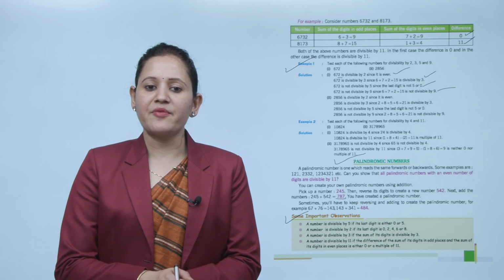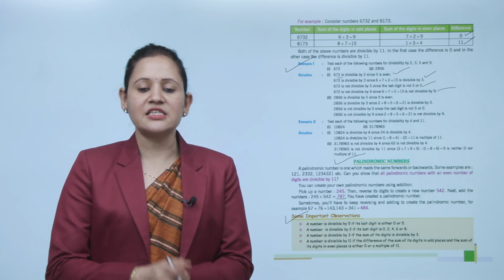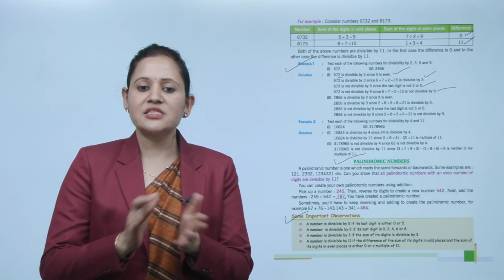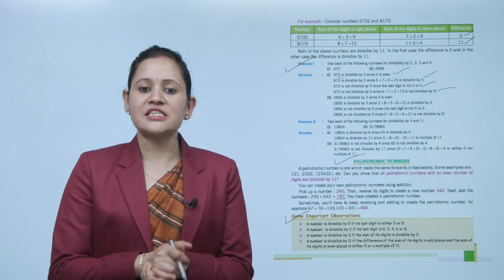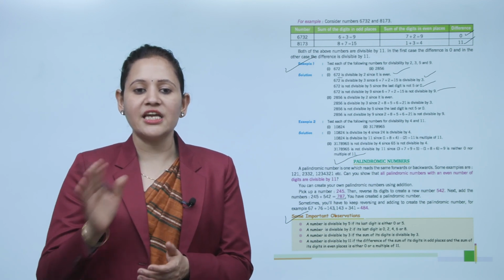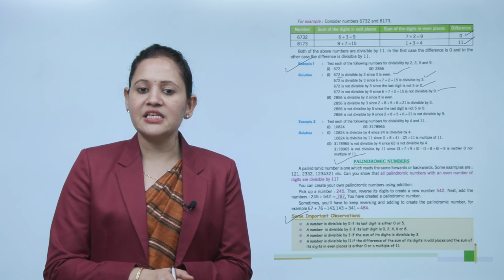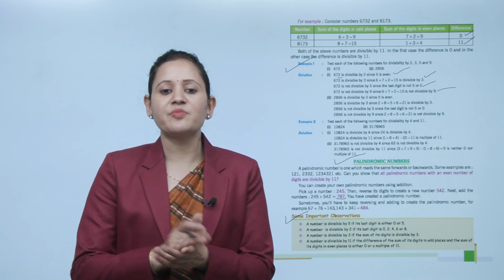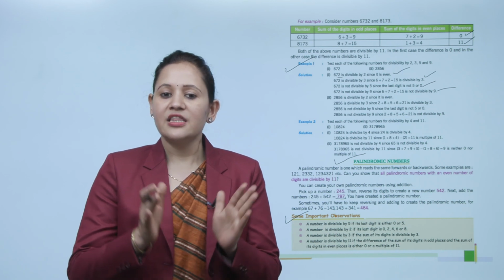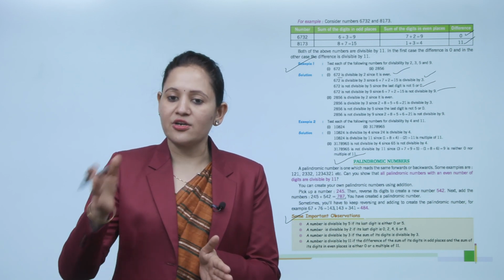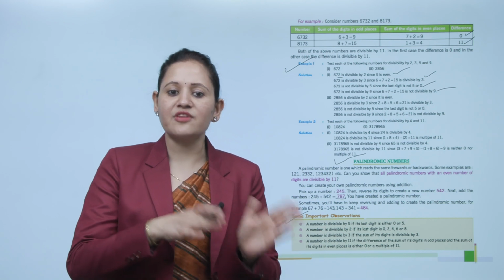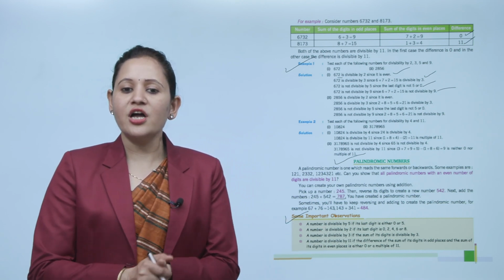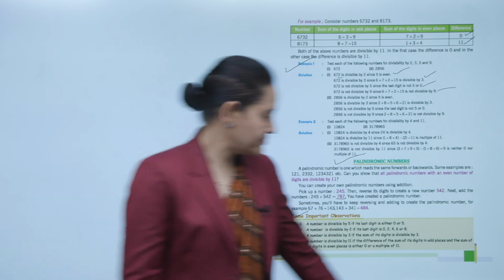A number is divisible by 5 if its last digit is either 0 or 5. The number is divisible by 2 if its last digit is 0, 2, 4, 6 or 8. The number is divisible by 3 if the sum of its digits is divisible by 3. The number is divisible by 11 if the difference of the sum of digits at odd places and the sum of digits at even places is either 0 or a multiple of 11.